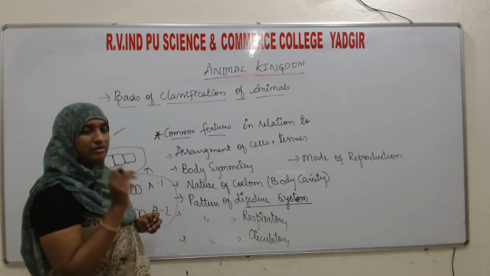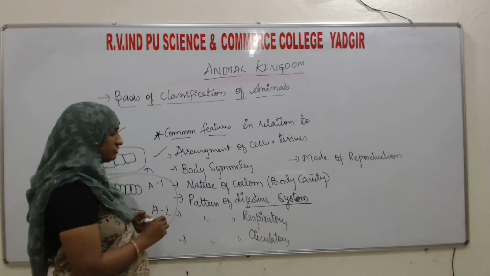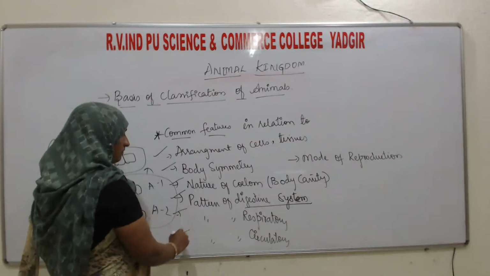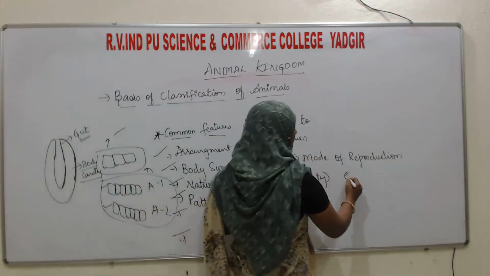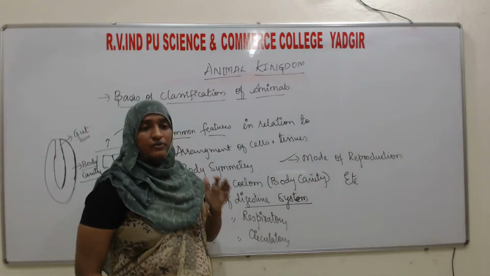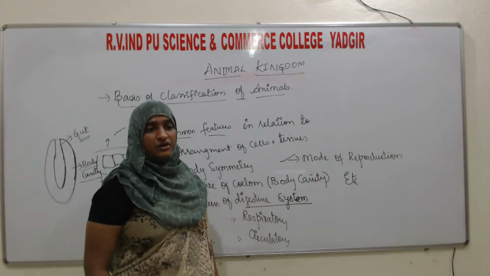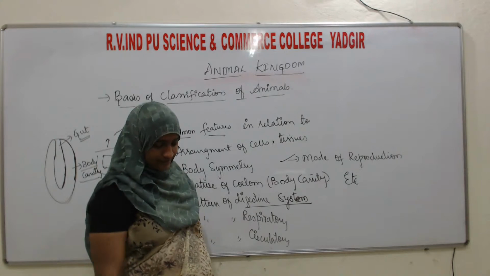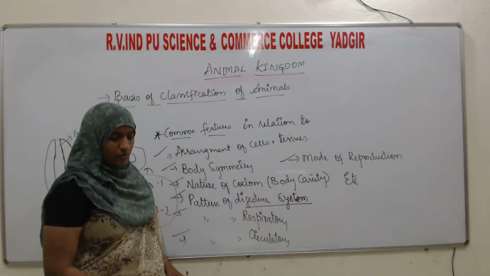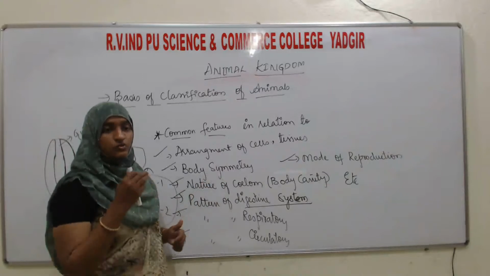Okay, so all these things are very important for the classification. Once again, I will tell you, common features in relation to the individual, whether on the basis of arrangement of cells or tissues, body symmetry, nature of coelom, pattern of digestive system, pattern of respiratory system, then pattern of circulatory system, then comes the mode of reproduction. If we go one by one like this, you can see many characteristic features which you will find in the animal kingdom. So these are the main bases for this classification. Whatever features we have discussed here are used as the basis for animal classification. Further, we will discuss all those features one by one.